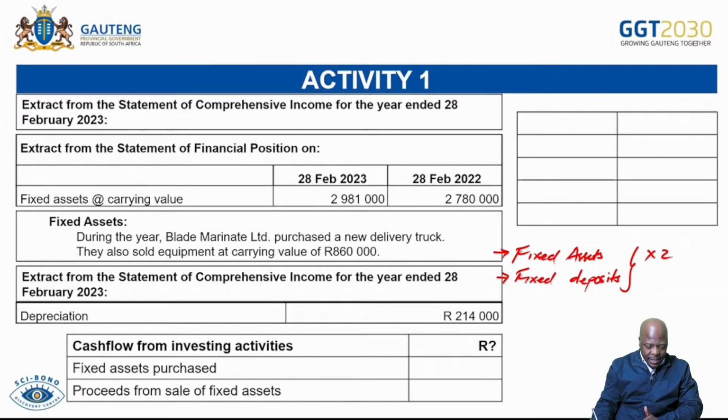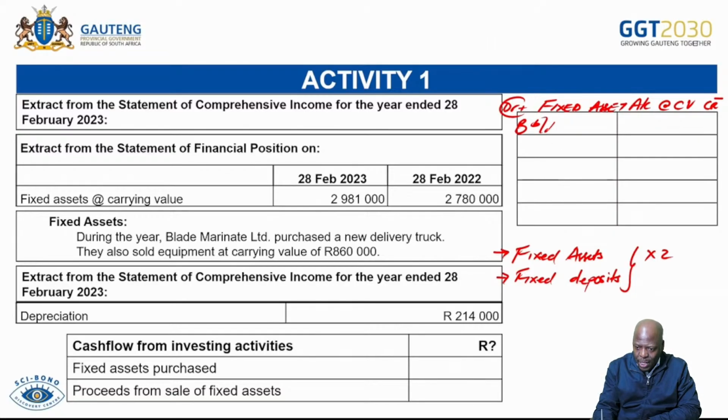But for it to be easy, let's quickly do a calculation. I open a simple T account and we call it a fixed asset account at carrying value. When it's a fixed asset, I know it increases on the debit side, and it decreases on the credit side. It's an asset account. So I'm going to come in, I'm going to say balance brought down.